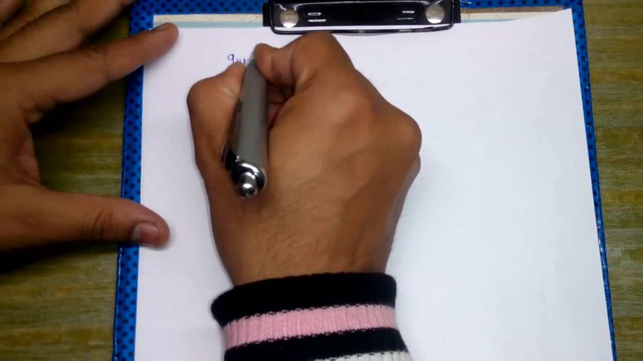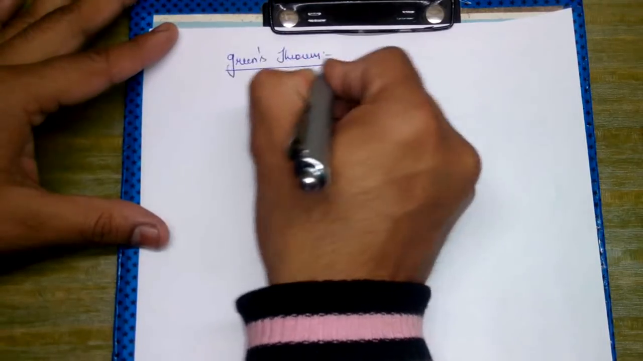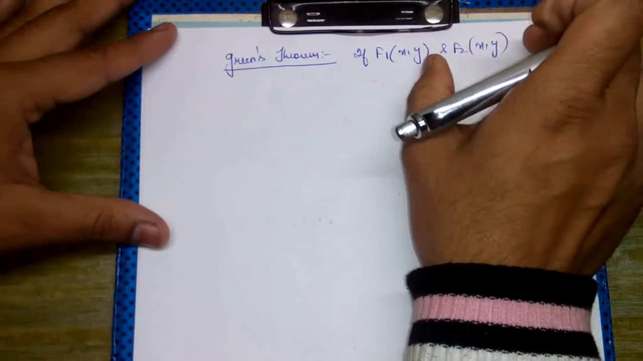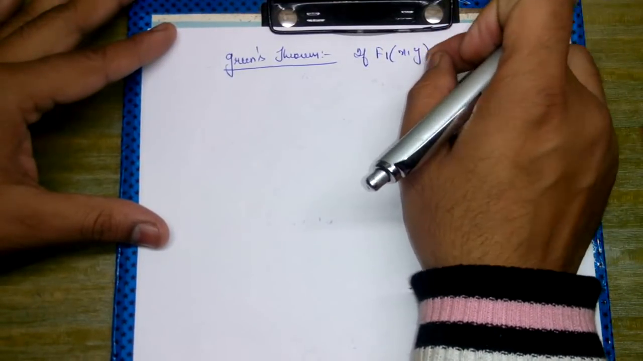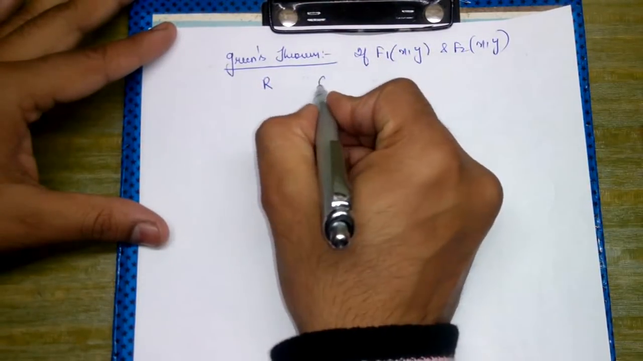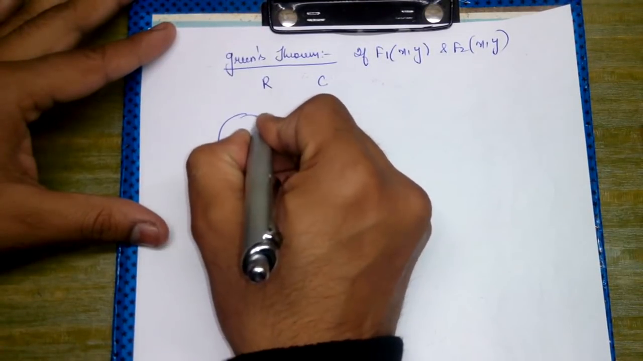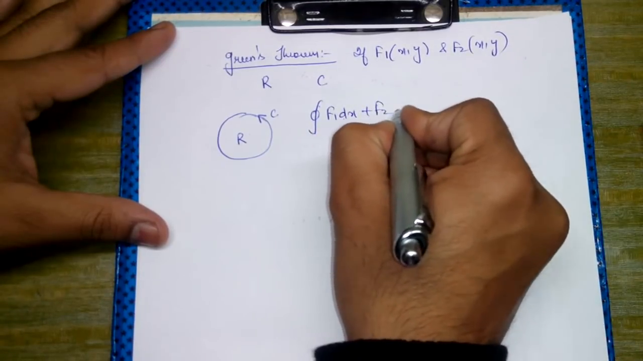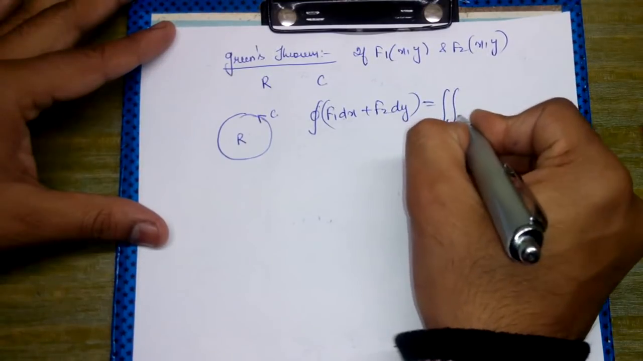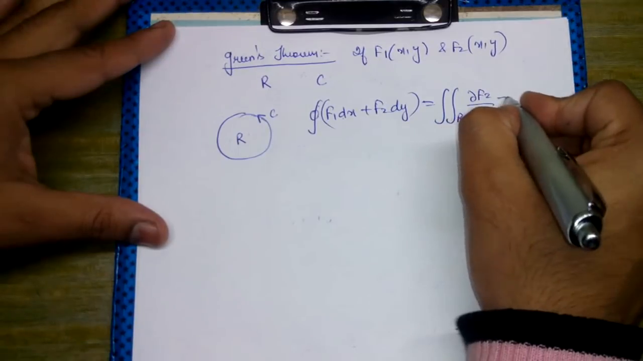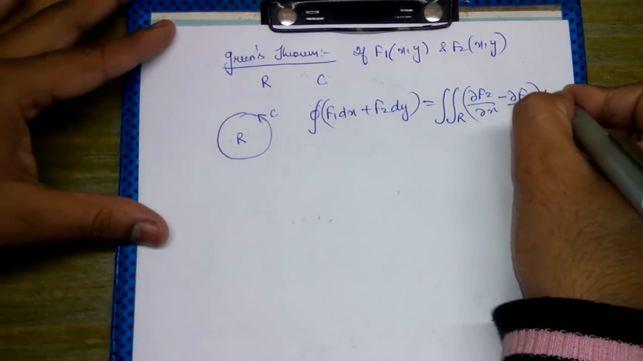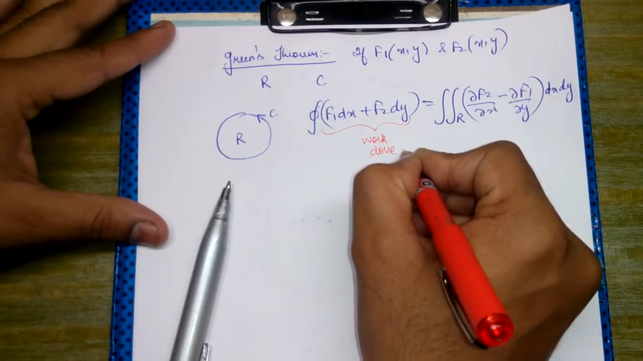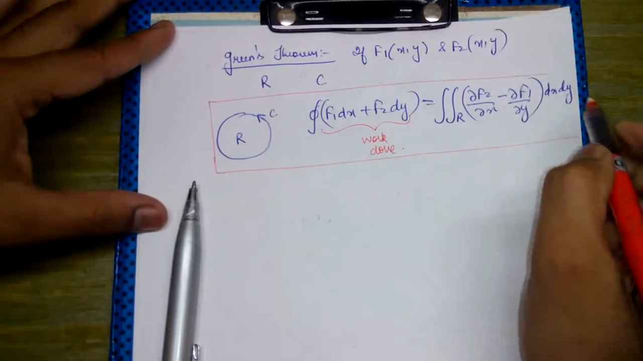So the first theorem is Green's theorem. If f1(x, y) and f2(x, y) are two differentiable functions of x and y, and they are defined on a region R which is bounded by a simple closed curve C, then the closed integral of f1 dx plus f2 dy is equal to the double integral over R of (del f2 upon del x minus del f1 upon del y) dx dy, and this is representing the work done. So this is Green's theorem.